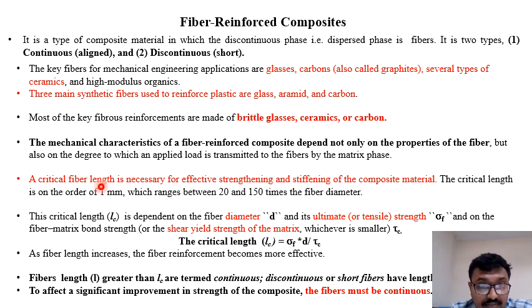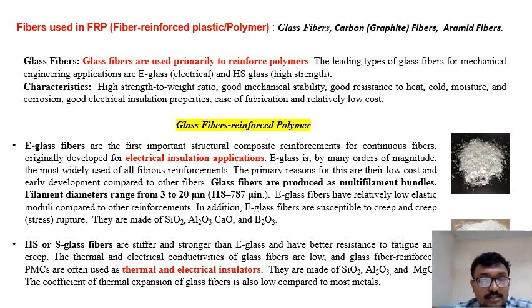A critical fiber length is necessary for effective strengthening and stiffening of the composite material. The critical length is on the order of 1 millimeter, which ranges between 20 to 150 times the fiber diameter. There is some calculation, but this is not so much required.